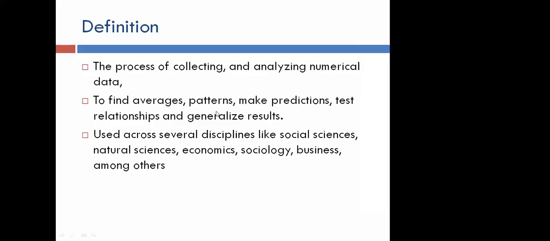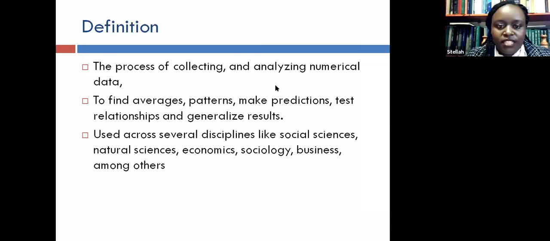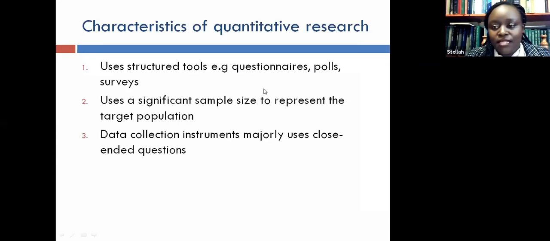So quantitative research, we are talking about numbers. It's a way of analyzing your research in terms of numbers. So what characteristics make a research quantitative research? The first one is the use of structured tools such as questionnaires, polls, and surveys. The second characteristic is the use of a significant sample size to represent the target population.